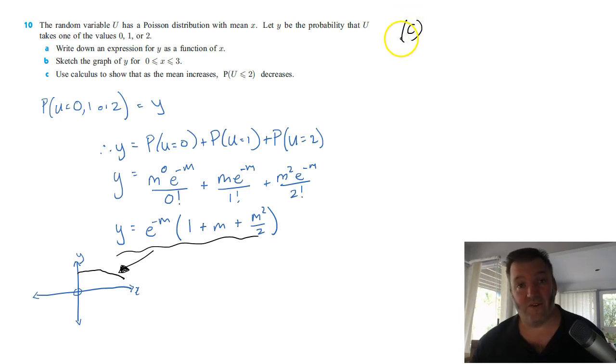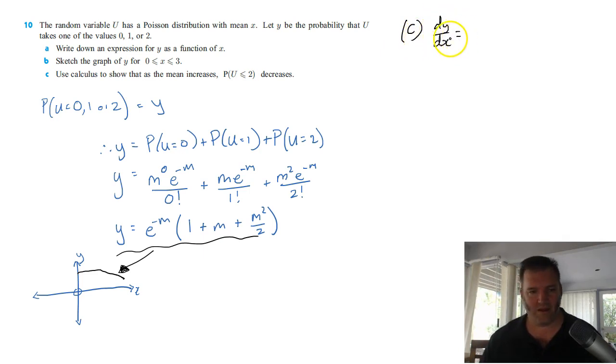If a function's decreasing, what do we know? The derivative is less than 0. So let's just find dy/dx. Well, this is a product rule because I've got a product here: e to the negative m and then 1 plus m plus m squared over 2. So product rule. The derivative of the first one is negative e to the negative m. Leave the second one alone: 1 plus m plus m squared over 2. Plus, leave the first one alone, e to the negative m, and multiply by the derivative of the second one.